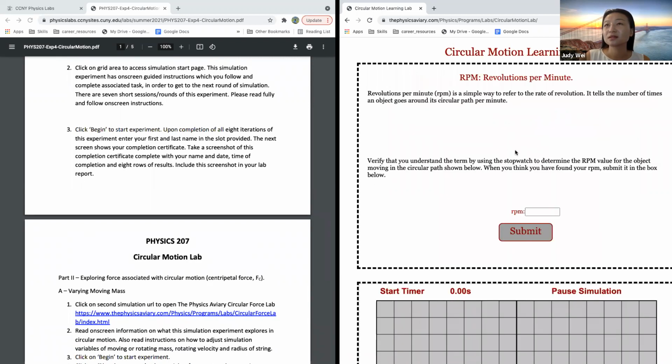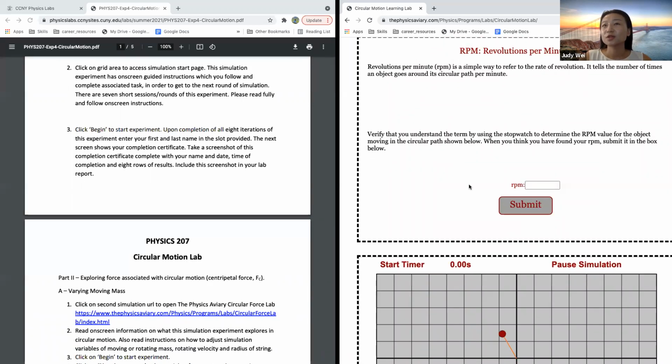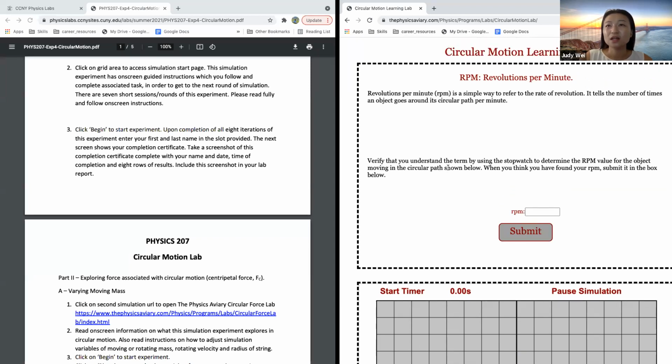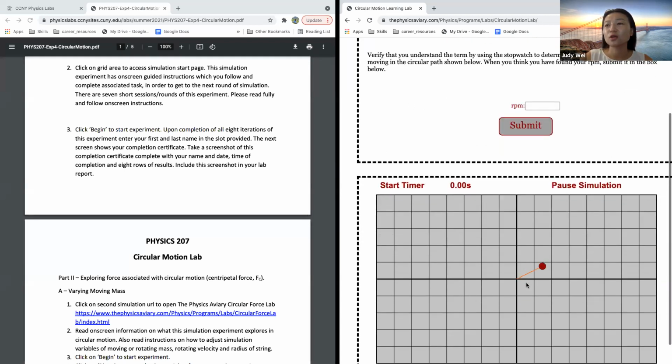So this one we can begin: the revolutions per minute. Here they want you to calculate the revolutions per minute. So what is revolutions per minute? It tells the number of times an object goes around its circular path per minute. So revolutions is a number. What kind of number? It is a number of how many rounds the object goes around within 1 minute.